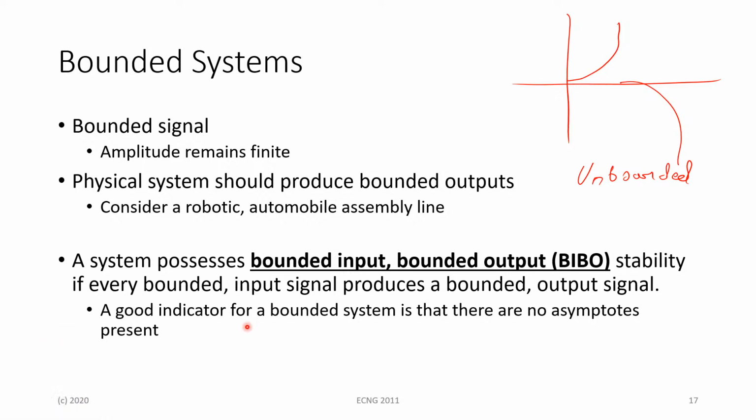So in particular, any system that you want to characterize as bounded input, bounded output, known as BIBO, once you know that your amplitudes remain finite, you will always have a BIBO stable system. So once you have no asymptotes present within your system, meaning that there are no values tending towards infinity, your system is basically a bounded system. Once you do have asymptotes, on the other hand, your system is basically unbounded.